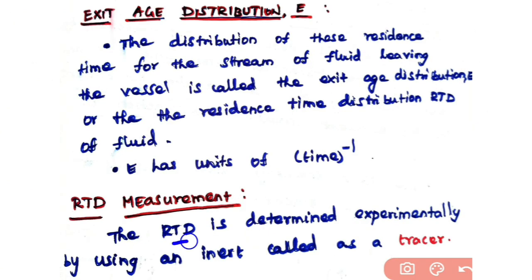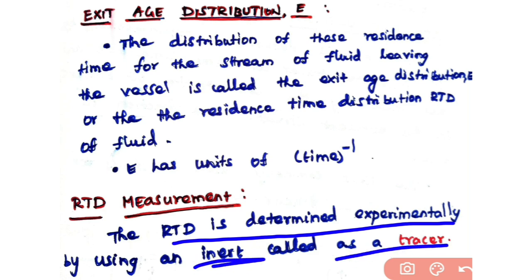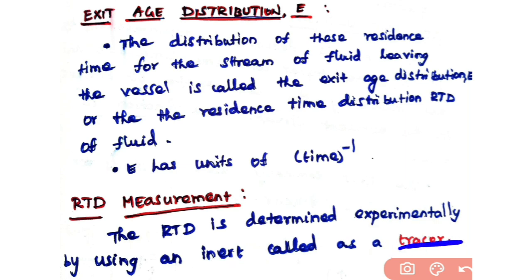Then this RTD is determined experimentally by using an inert called a tracer. Inert means a non-reactive chemical. So a tracer is used to measure the residence time distribution. A tracer is nothing but an inert, that is, a non-reactive chemical.